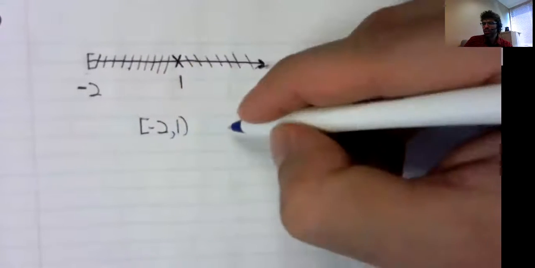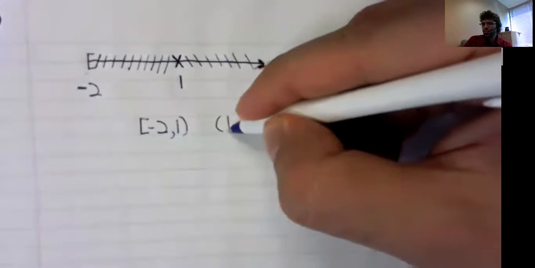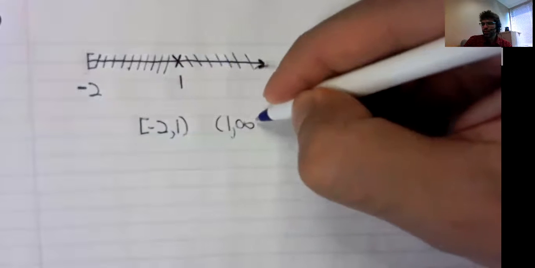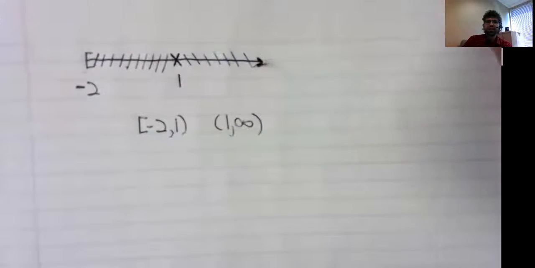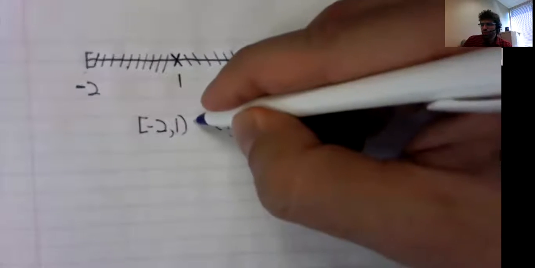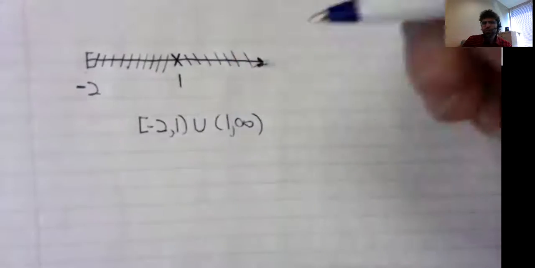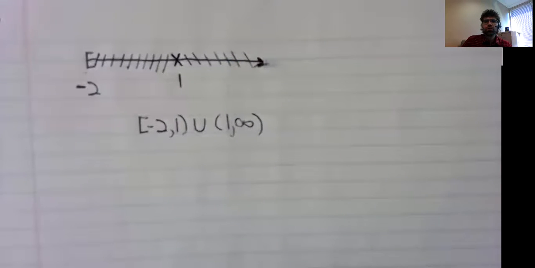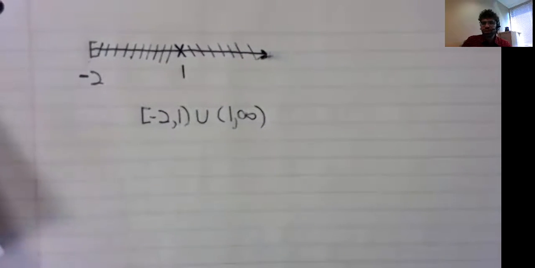Each of these pieces can be represented as an interval. And then we put them together using the union.